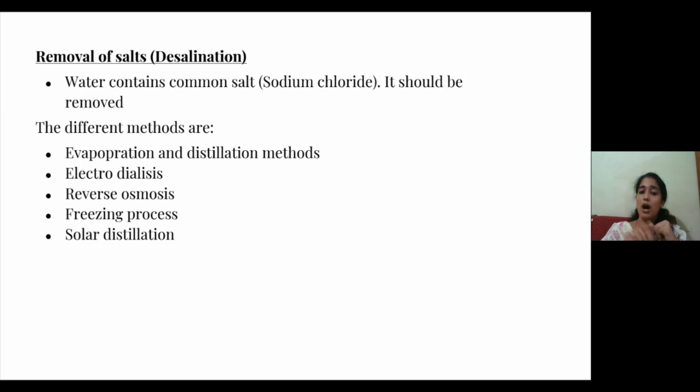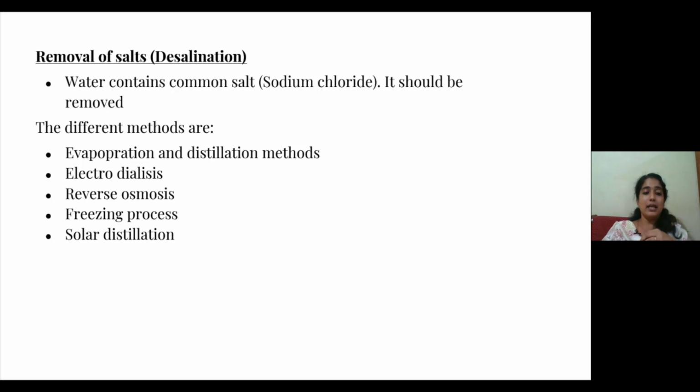The first one is the evaporation and distillation method. The second one is electrodialysis. The third one is reverse osmosis. The fourth one is the freezing process. The next one is the solar distillation process. In evaporation and distillation methods, the water is allowed to evaporate and then we get the pure form of water. Then the salt will be deposited on the bed of the evaporation chamber or distillation chamber.